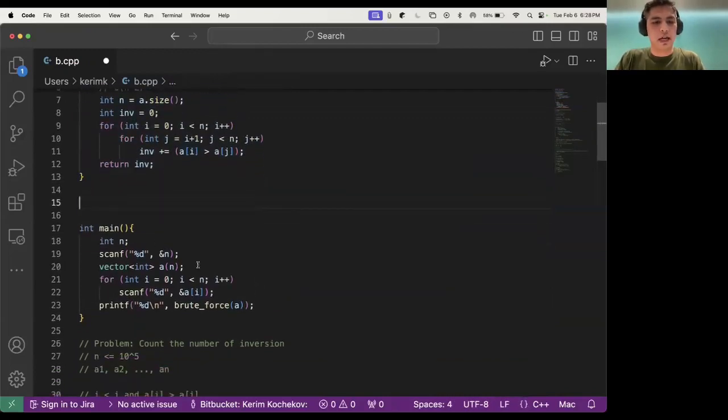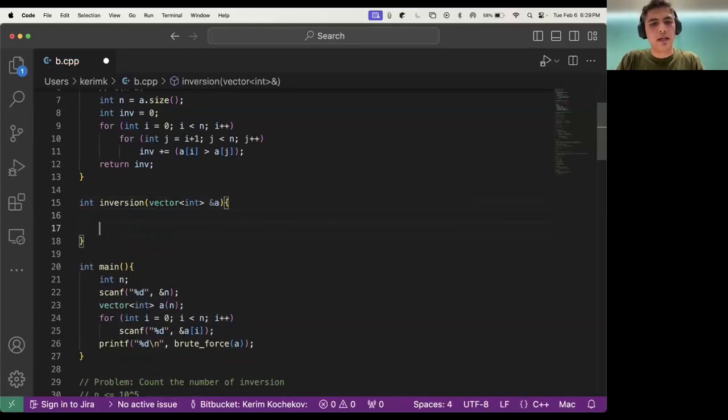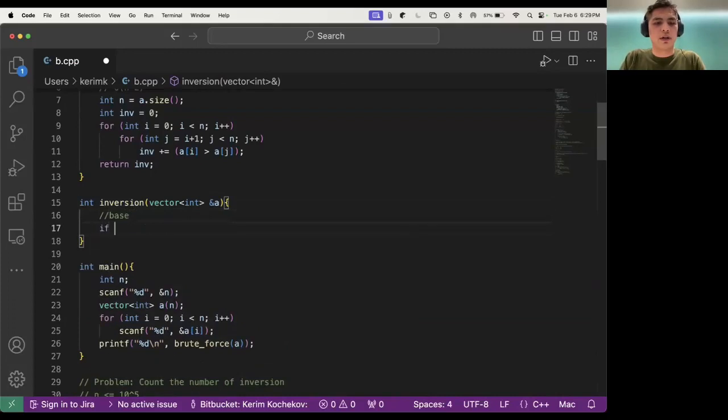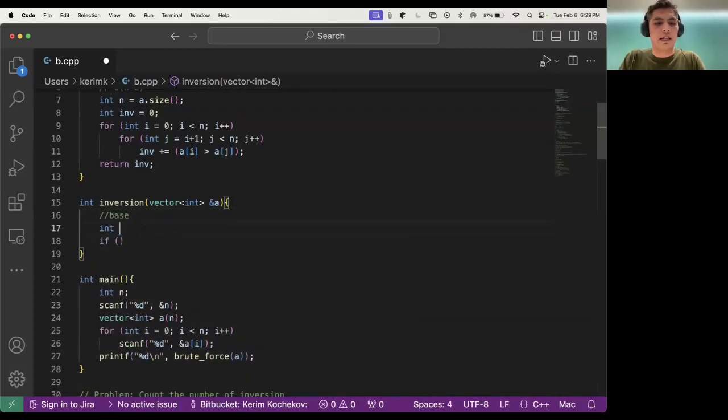So let's have a function that calls inversion, and this will take the array by reference, of course. And as we know, in the divide and conquer approach, we need to have a base case. So the base case is whenever, let's say n is the size of the array.